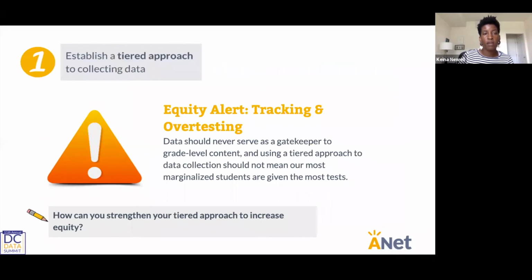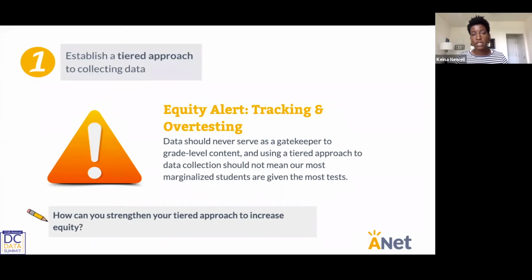So as we think about establishing a tiered approach to collecting data, we want to call out an equity alert here where students may fall into a bucket where they're tracked or they're over tested. So as you think about this, we want to make sure that we have a commitment to and an understanding of equitable instruction, and acknowledging that racism and bias can show up in the classroom. And as we look at the information from assessments, we want to make sure that we're using it in a way that doesn't actually magnify existing issues.